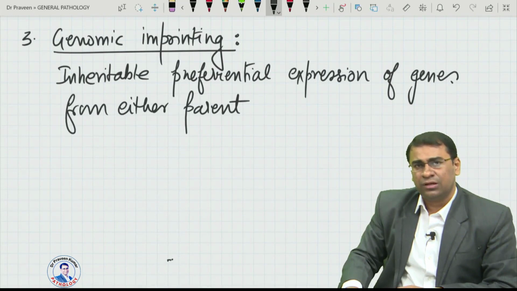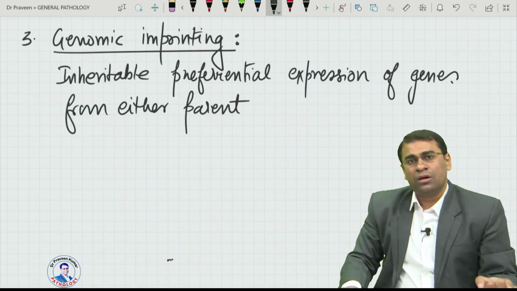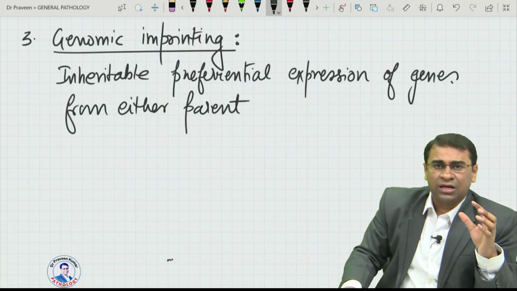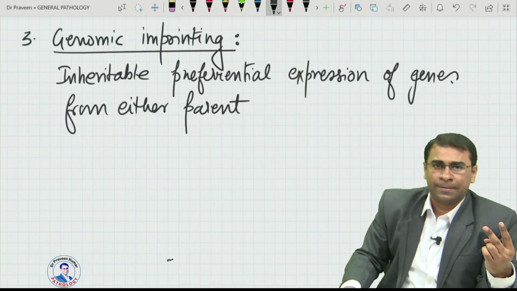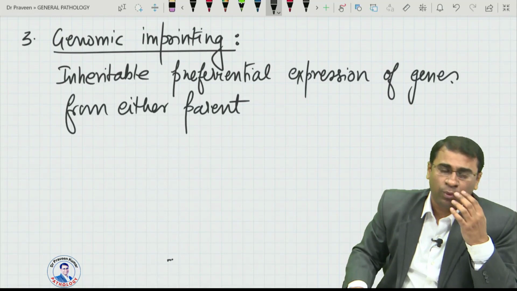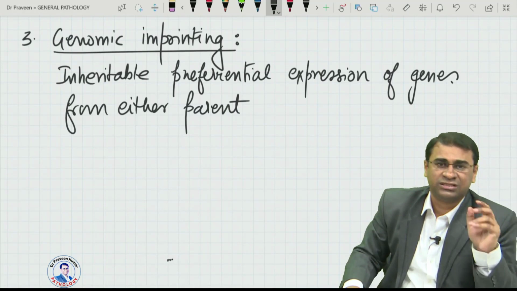Now this is very unique. What is happening in imprinting is, it is completely defying the rule of Mendel. Mendel said that one gene will have two alleles. One allele will come from father and one will come from mother. But what is this saying? It's completely different. What this is saying is, either of the paternal or maternal genes will express, not both of them. Let's see how this happens.